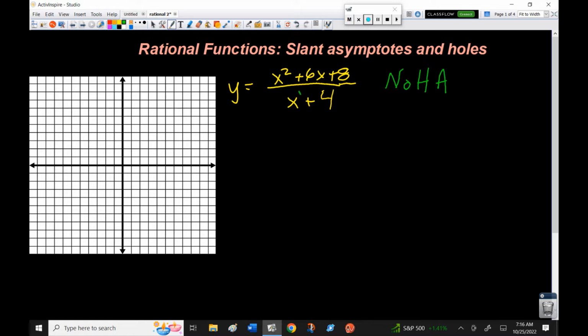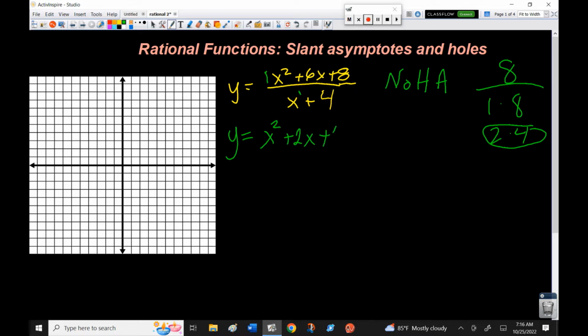To figure out which one it is, we have to see whether or not the numerator can be factored. If we look at the numerator, it's 1 times 8, which is 8. The factors of 8 are 1 and 8, 2 and 4. Which one of these pairs would add up to 6? Yep, 2 and 4. So this thing can be factored. The way we're going to factor this is y equals x squared plus 2x plus 4x plus 8, all over x plus 4.